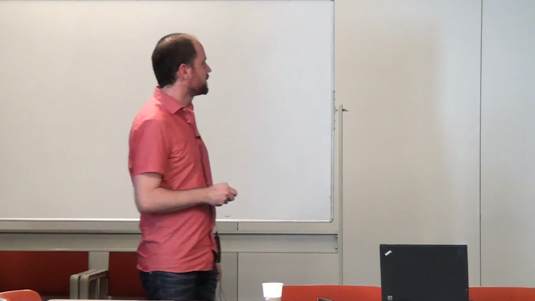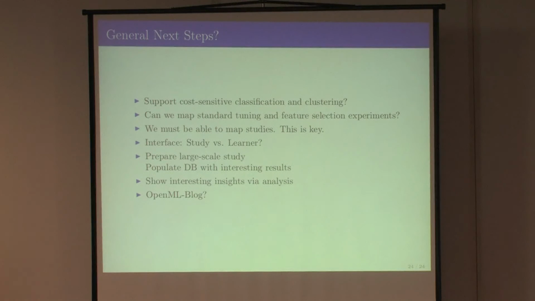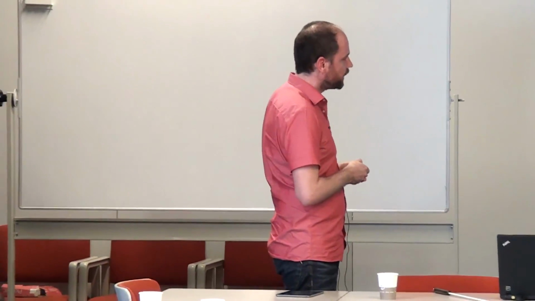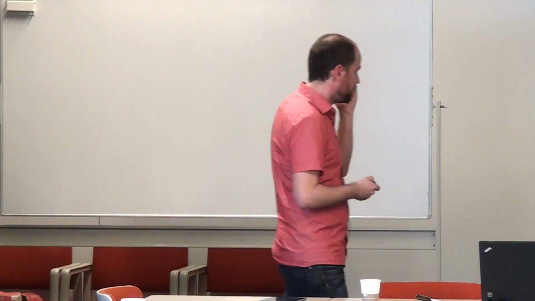What might be the general next steps for the R package and OpenML as a whole? So we support in MLR cost-sensitive classification and clustering. I don't know, do we support clustering already? It might be a good idea as well, because the format is very similar. We should be able to map standard tuning and feature selection experiments, this nested resampling, and store the information from these experiments on the server, because in my opinion that's very standard for many papers.